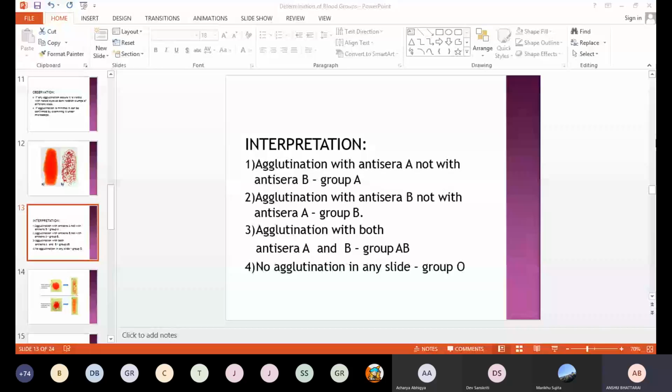Okay, Abhigya. So I think you all have understood. So that is the method by which you determine your blood group in the lab. If there is any doubt, you can ask, okay?